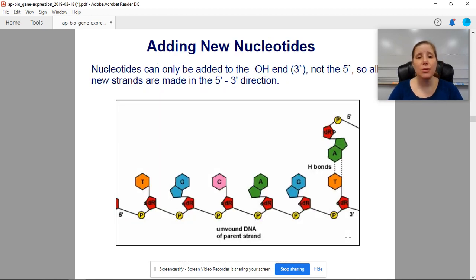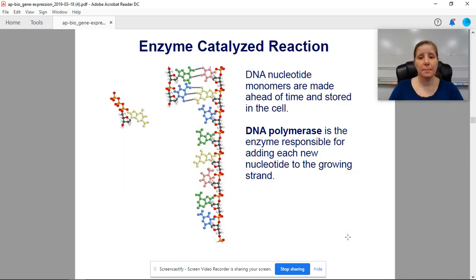All right, so new nucleotides are only added to the OH end, the 3' end, and not the 5' end. So that's why we get the leading and lagging strand. On the one that has the 5' up, we will not be able to add. On the ones that have the 3' up, we can add, and that'll be the leading strand.